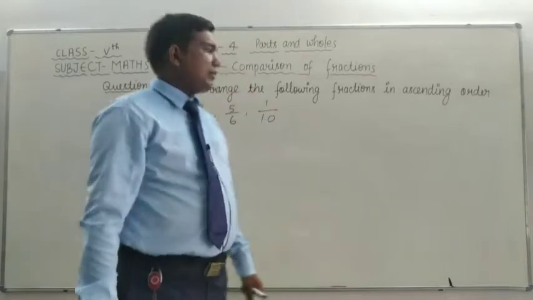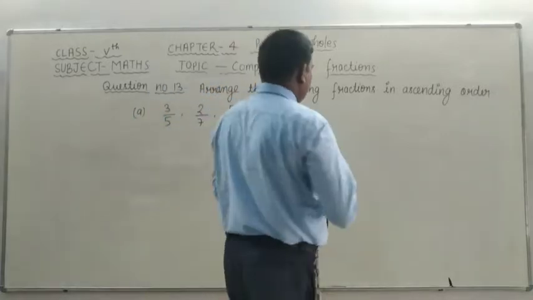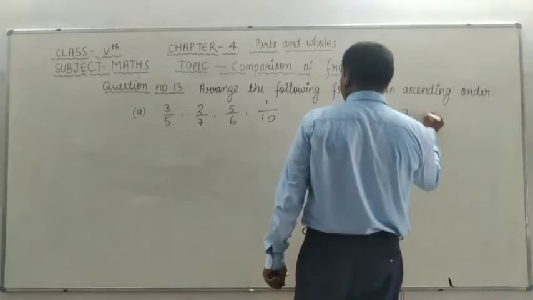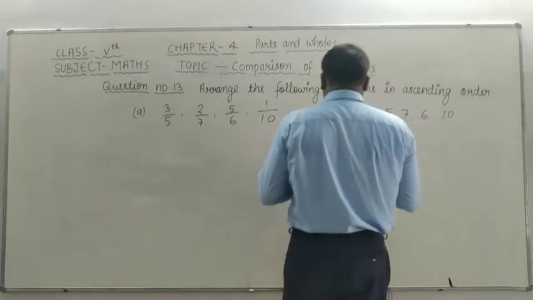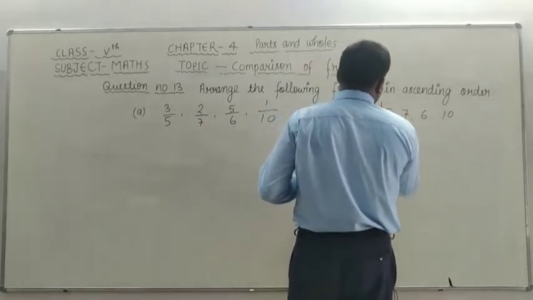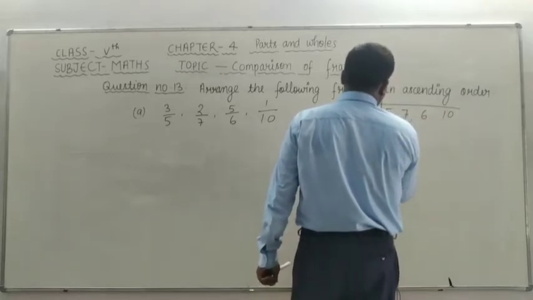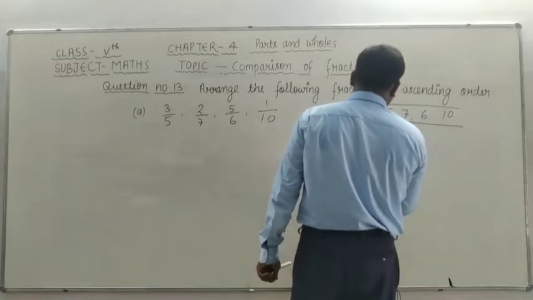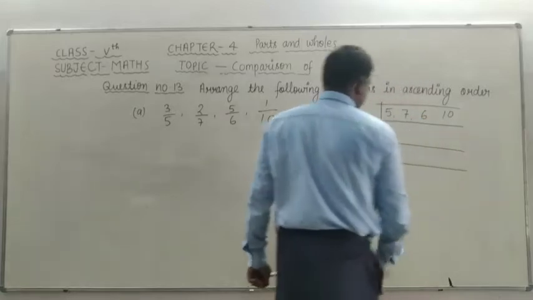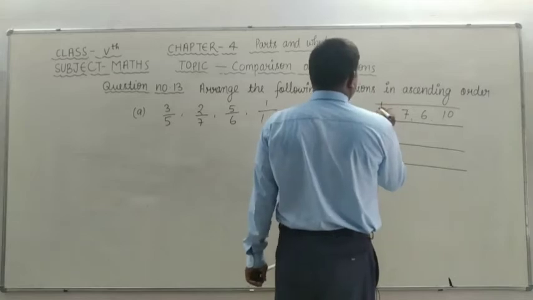Okay, firstly we have to take the LCM of 5, 7, 6 and 10. Okay, look at here carefully. 5, 7, 6, 10. Firstly we have to take the LCM of 5, 7, 6, 10 by using the prime factorization method.